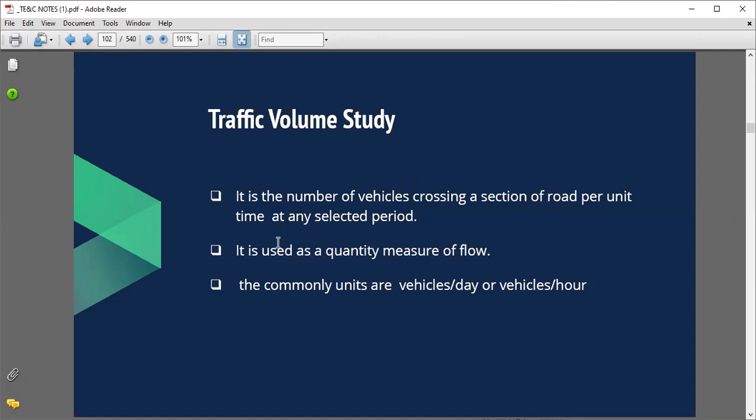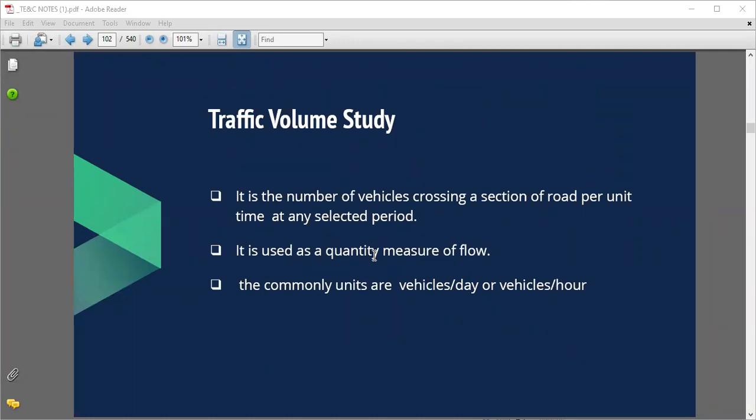Second, it is used as a quantity measure of flow. From this we can understand what type of traffic flow is there. It is mixed traffic or only big vehicles are moving. So that also we can understand from the traffic volume. Next, the common units are vehicles per day or vehicles per hour, means within 1 hour.